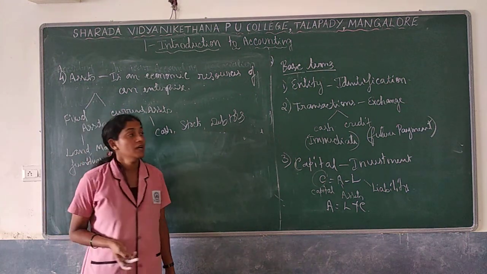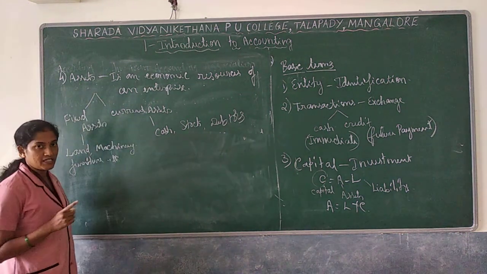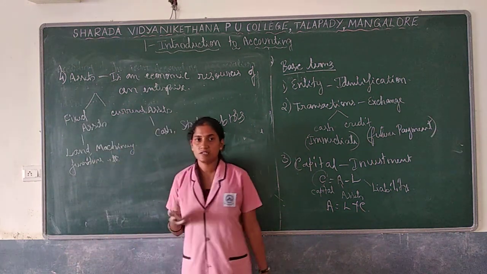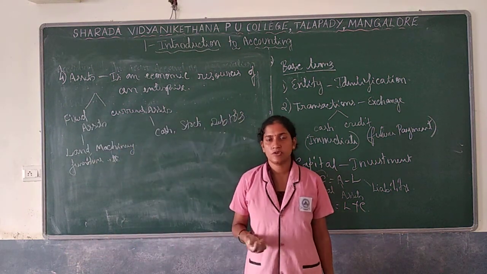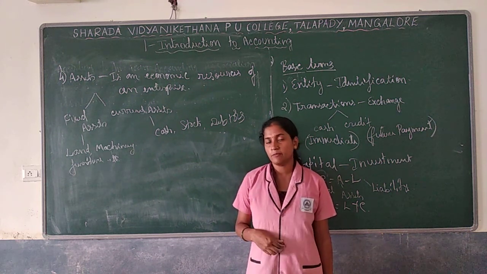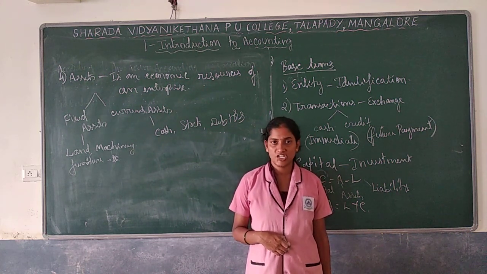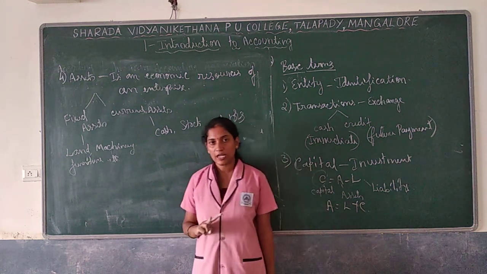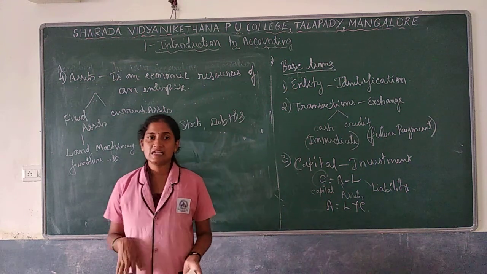So I'll repeat. Asset is one of the basic terms. Asset is nothing but an economic resource of an enterprise. It's one of the resources of an enterprise. With the help of an asset, we can earn profit, correct? Which gets benefits to the organization or the enterprise, it is called an asset. Assets are of two types, that is fixed asset as well as current asset.